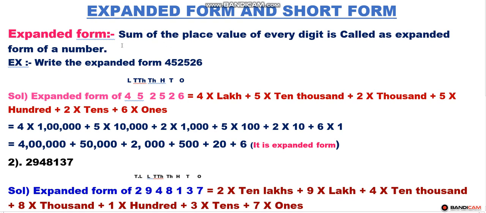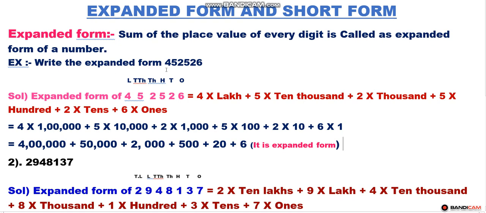Sum is the answer of the addition. Okay, sum means the answer of the addition. So you can say sum of the place values. Already you know how to find the place value. How do you find it? Multiply the digit and place, then you get the place value. Yes, the sum of the place values of every digit is called the expanded form of a number. Now let's go for the example.